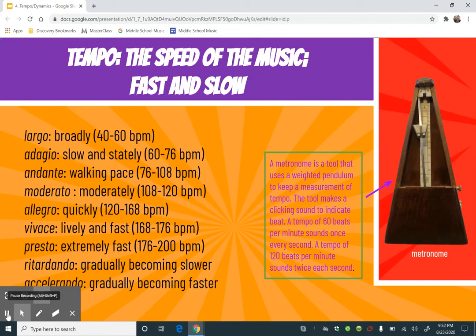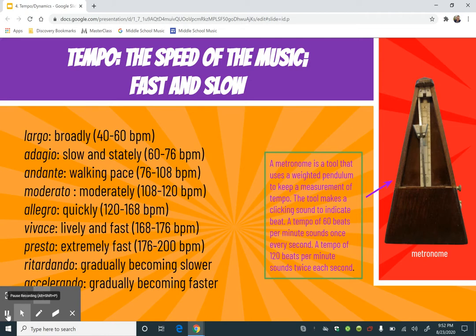And now we'll enter a focus on tempo, the speed of the music, how fast or slow the beat of the music is. The list of terms here would also appear in the music. Largo is incredibly slow. Adagio begins to get a bit faster. And andante represents a walking pace of music.